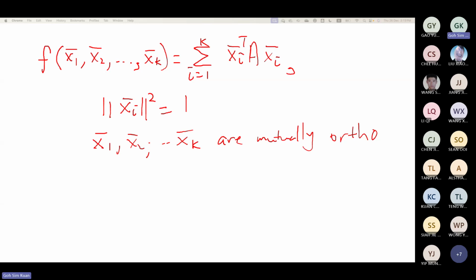When we look at this, we know that this is a quadratic function. But how about this? And this is the norm constraint. So this is a norm constraint quadratic function.